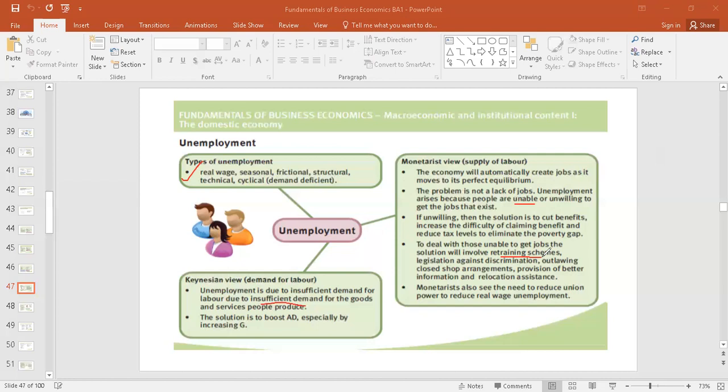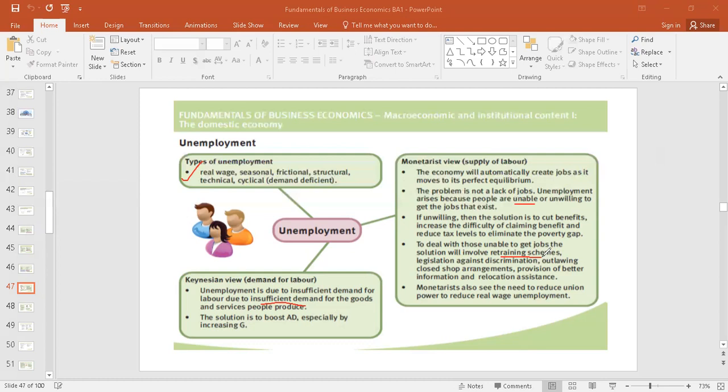Then any kind of assistance from the government, if they provide it, people are ready to take up the jobs, and then the unemployment problem can be resolved. So monetarists also see the need to reduce union power to reduce real wage unemployment.